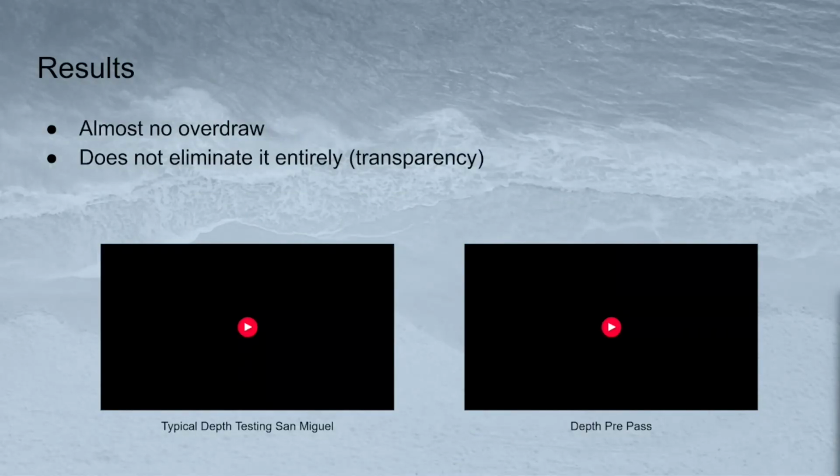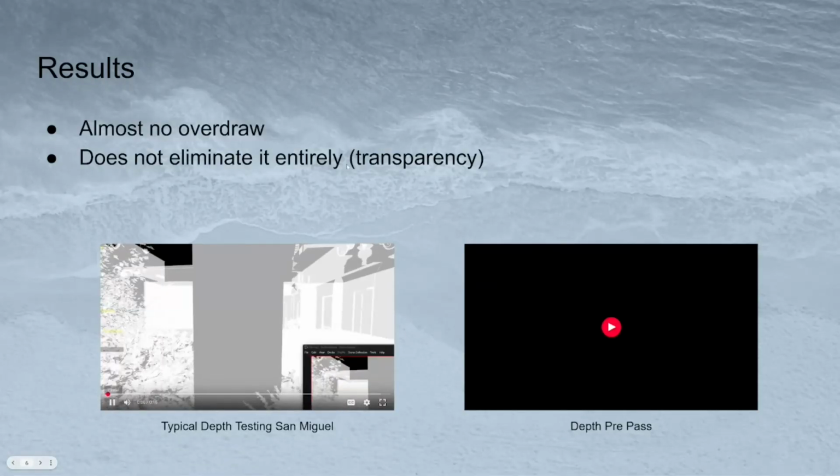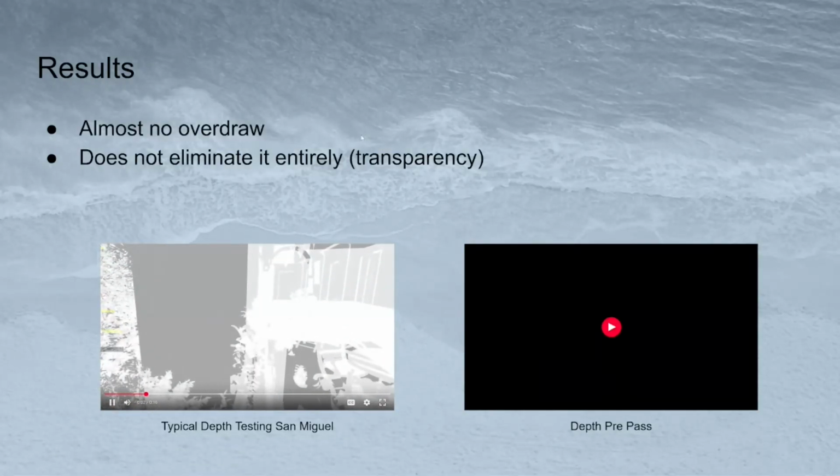For actually implementing the depth pre-pass, I switched to a more complex scene. And at first, I ran it with typical depth testing and ran my overdraw visualizer on it. So once again, areas that light up a lighter shade of gray or white have a lot of overdraw. I notice there's a lot of overdraw.